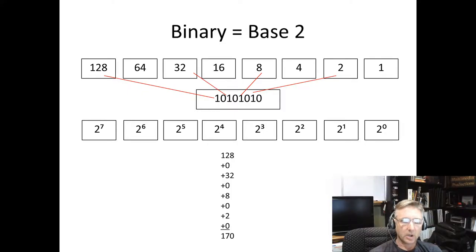So the maximum value for a binary sequence is 255, right? Because it's got a total of 256 values possible, but these numbers all added up, 128, 64, 32, 16, 8, 4, 2, and 1, add up to 255. Wait, but shouldn't there be 256 values? Yes, of course there is. Don't forget 0. So 0 to 255 is our first byte of information.